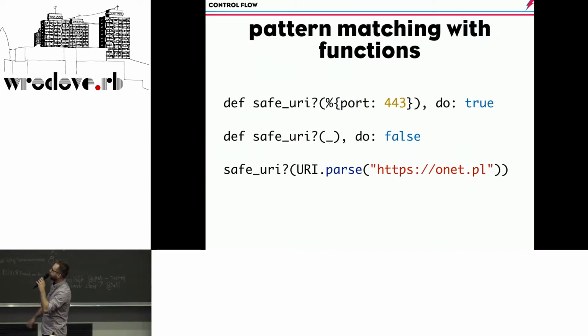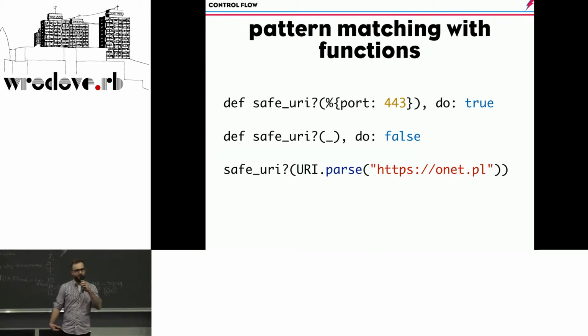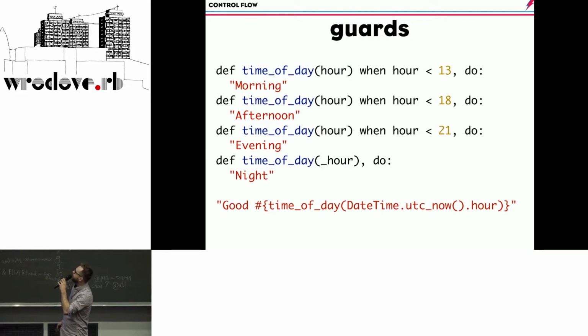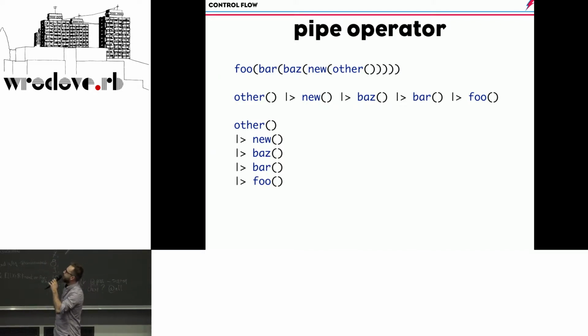Yeah, you can also use pattern matching with functions. So not only with these conditionals, but also you can just define multiple functions with the same name, and the function that pattern matches will be evaluated. You have guards, and the poster child of Elixir is the pipe operator, where you can pipe the result of one operation as a first argument to the next function.